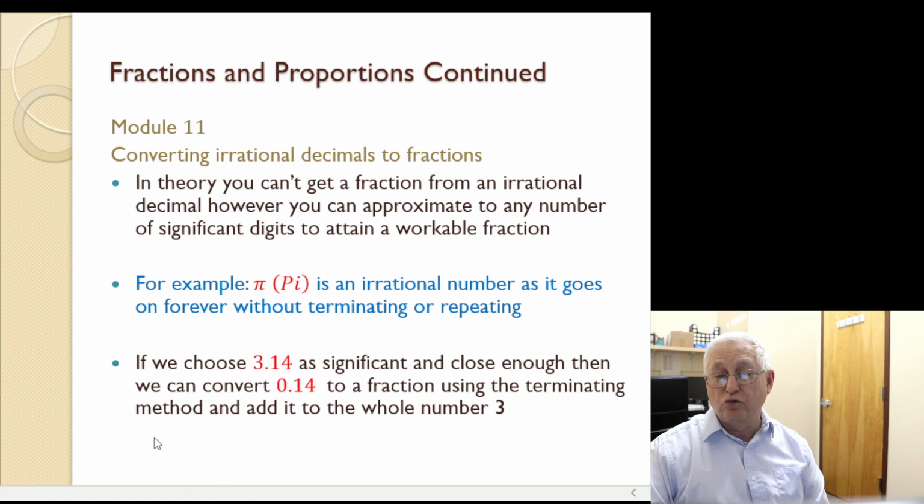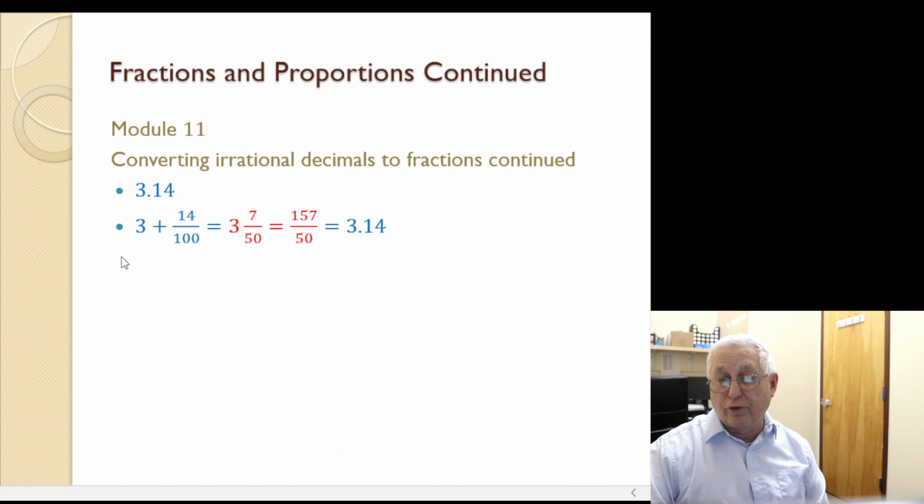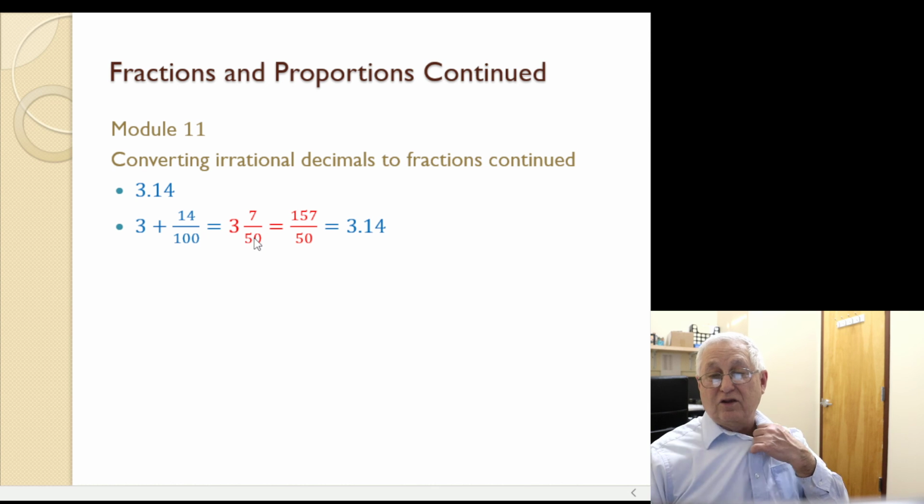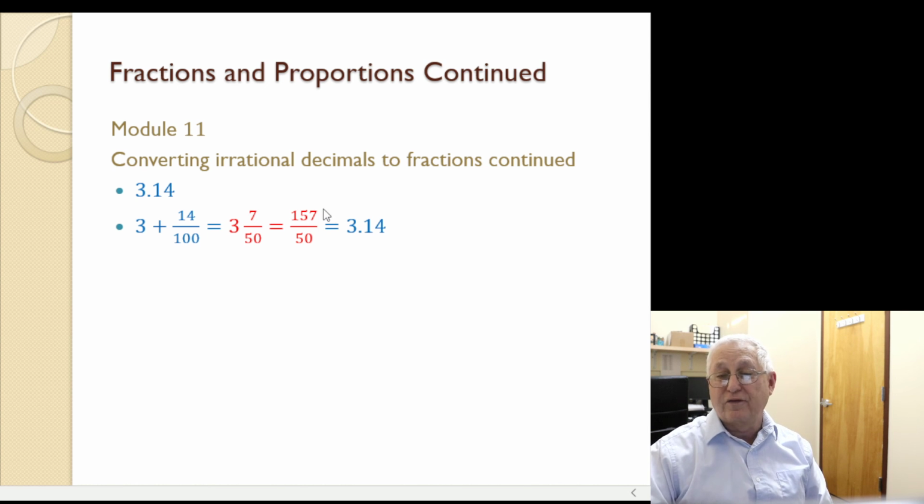0.14 to a fraction, using a terminating method, which would be 14 over 100. So we have 3 plus 14 over 100, and it's going to come out to 3 7/50ths equals 157 over 50 equals 3.14. This we reduced right here: 3 plus 7 over 50. It was a reduced number. 3 times 50 is 150 plus 7 is 157, divided by this denominator, 50, is going to give us back 3.14.